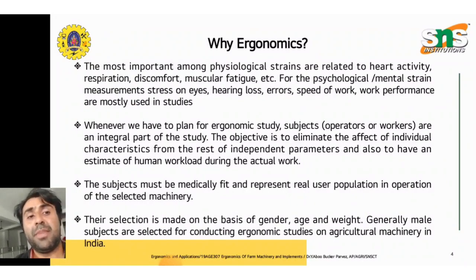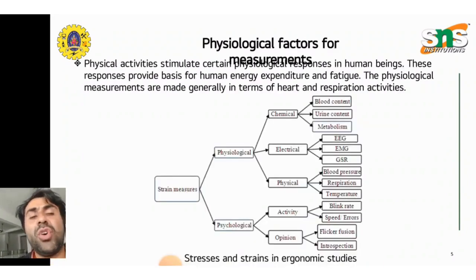The subject may be medically fit and represent the real user population in operation of the selected machinery. The selection is made on the basis of gender, age and weight. These are the three constraints. Generally, the subjects are selected for conducting ergonomic studies on agricultural machinery from India above. So, the physiological factors for measurements are given here.